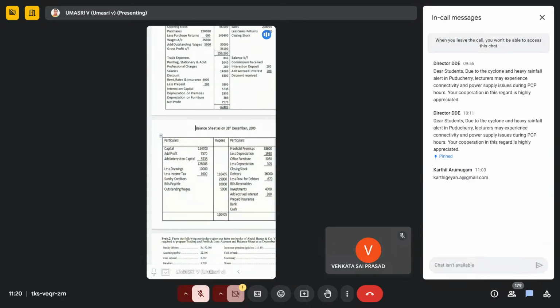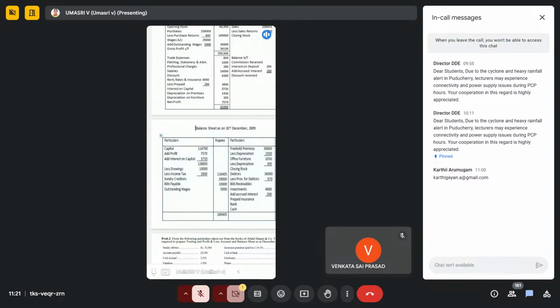That you have to add to the closing capital. The capital is 1,14,700, right? You have to add net profit and deduct the drawings, that will be the closing capital. So net profit, 7,570, you have to add. And not only that, you have to add interest on capital also. Drawings and interest on drawings you have to deduct from the capital. That will be the closing or adjusted capital, right? That you have to write in the outer column.